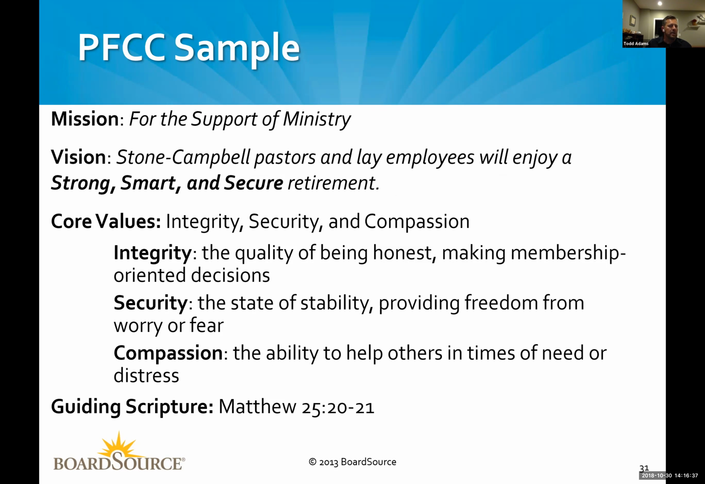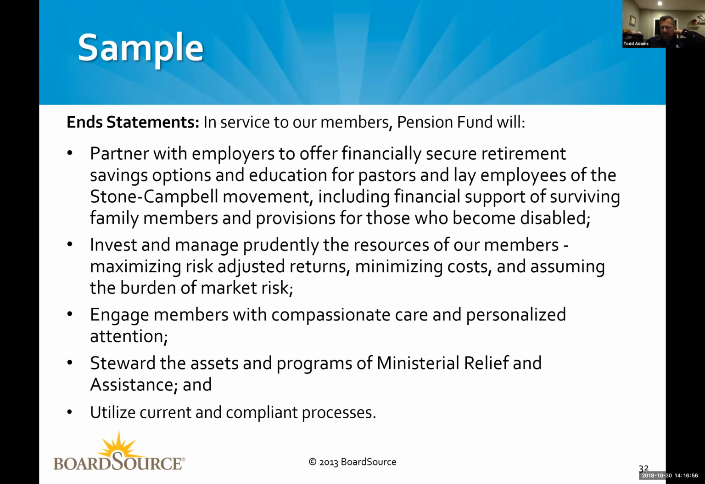And then our vision, the outcome of our work, is that Stone Campbell, because we serve the full restoration movement, Stone Campbell pastors and lay employees will enjoy a strong, smart, secure retirement. We have our core values of integrity, security, and compassion. And then we have gone on to further define what those mean, as well as our guiding scripture. And then you can see our end statements here, and I won't read those to you.